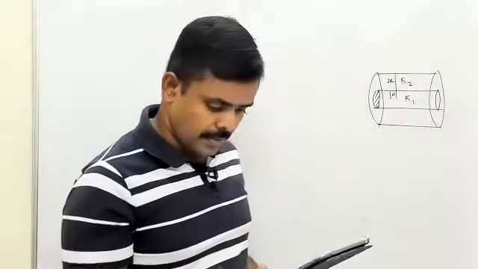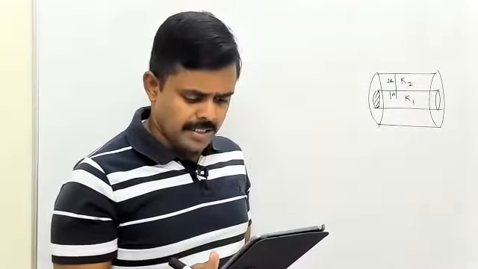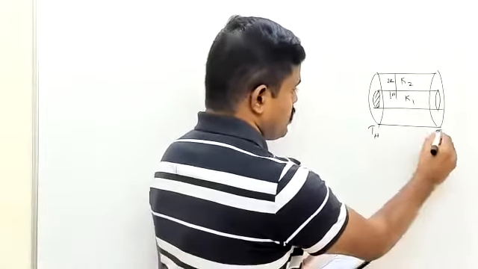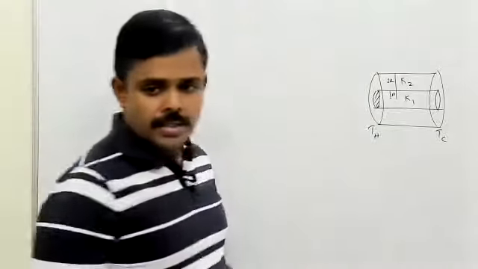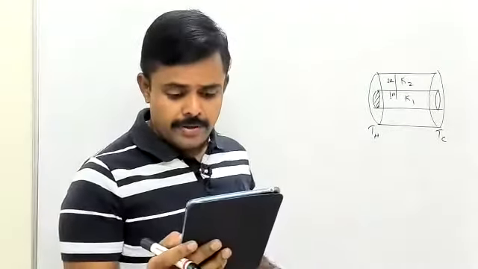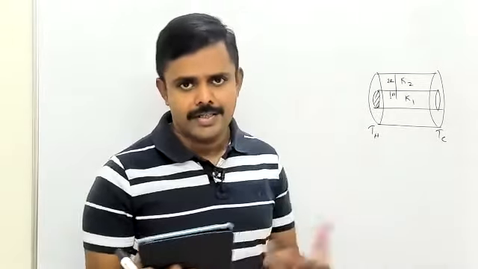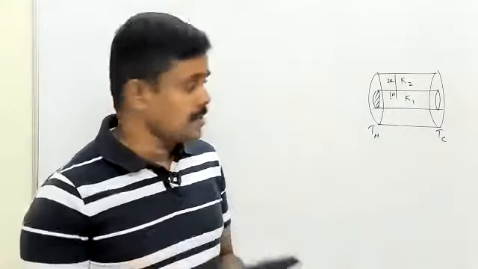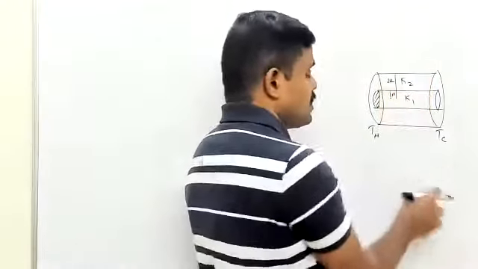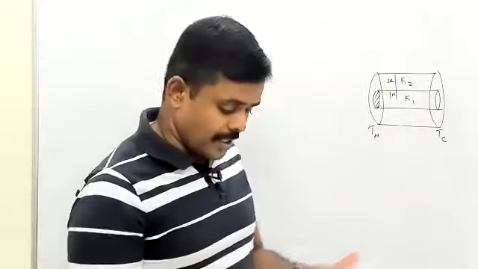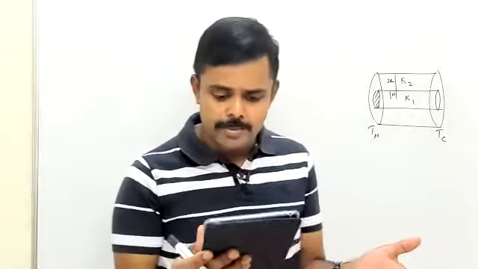The two ends of the combined system are maintained at 2 different temperatures. This is hot temperature, this is cold temperature. TH and TC, they are maintained different. There is no loss of heat across the cylindrical surface and the system is in steady state. There is no loss of heat through this. Heat only is transported towards the right.